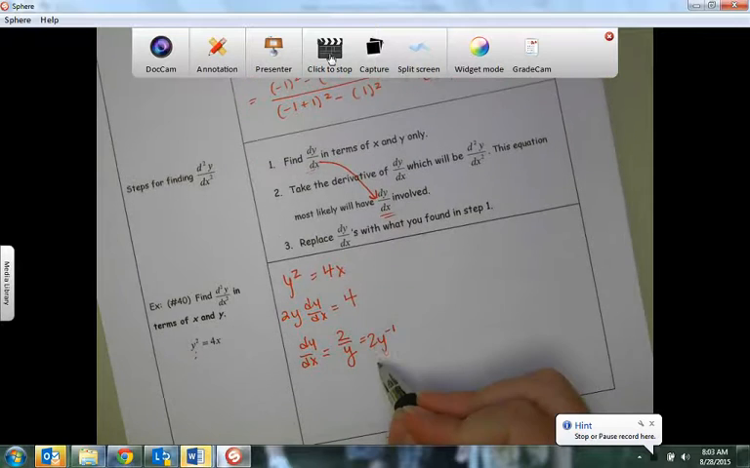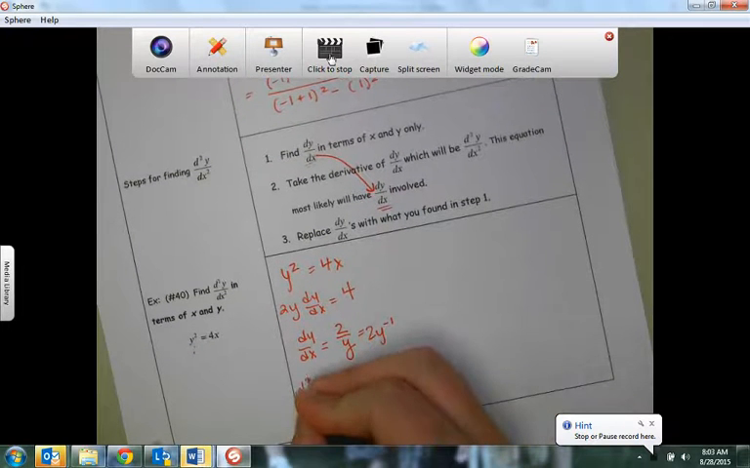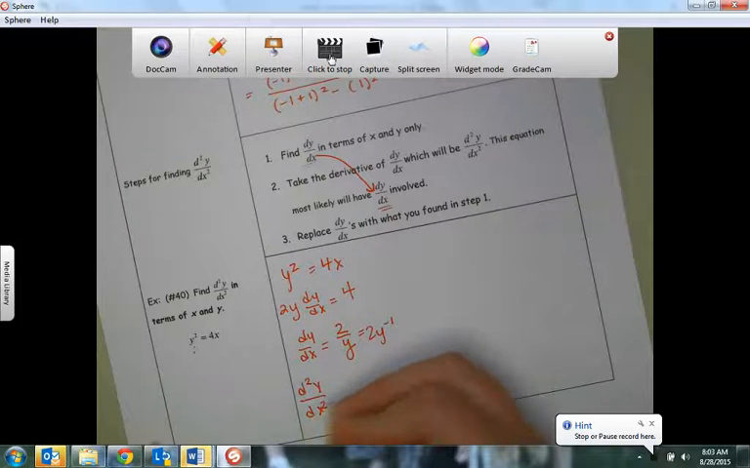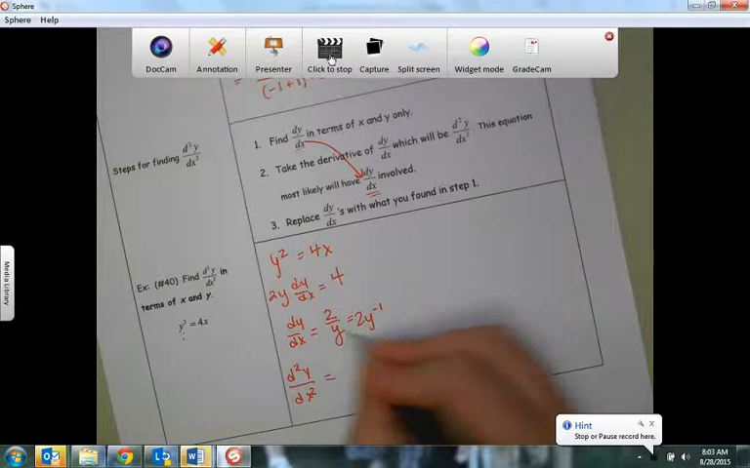Now we're going to take the derivative of that. So the derivative of dy dx is d squared y over dx squared equals, now differentiate this part.